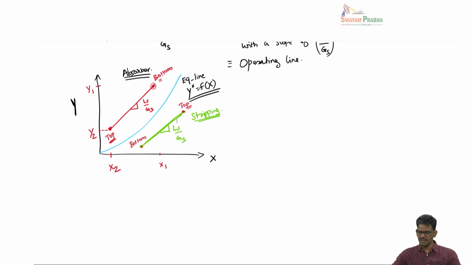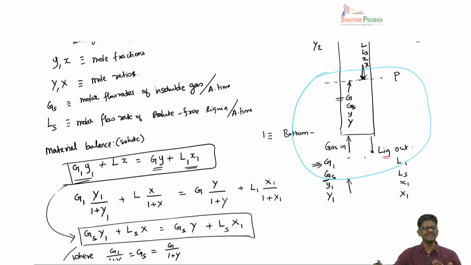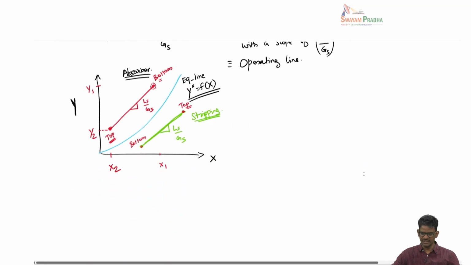gas. And if you come to the bottom of this stripping section, the liquid would have been spent and the gas would have been maybe clean gas or a very low concentration. So the concentration in the gas and the liquid would be the leanest. So we can identify that here as the bottom.